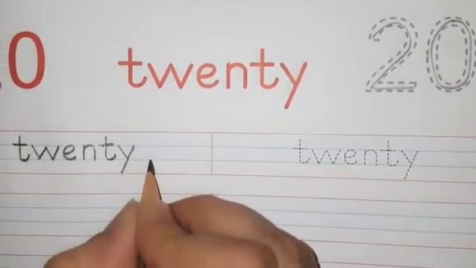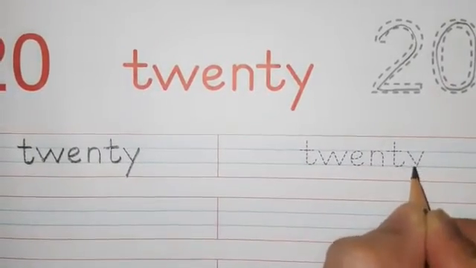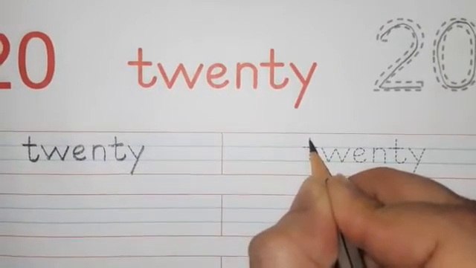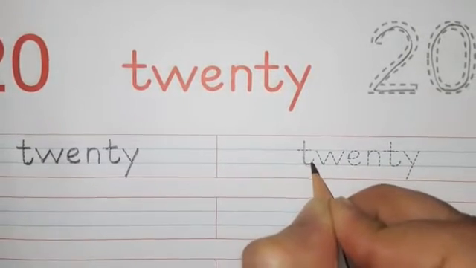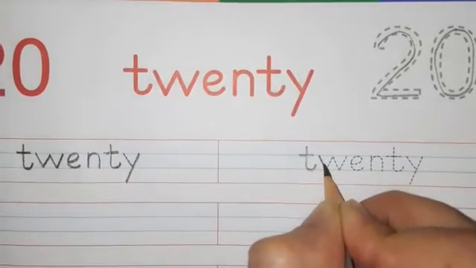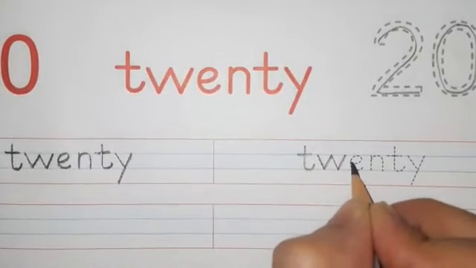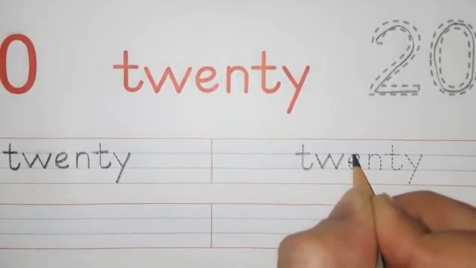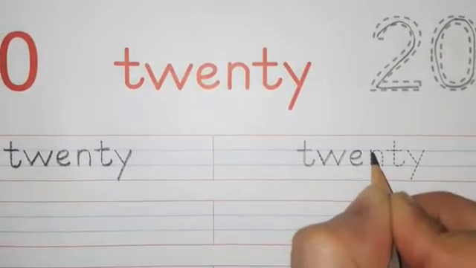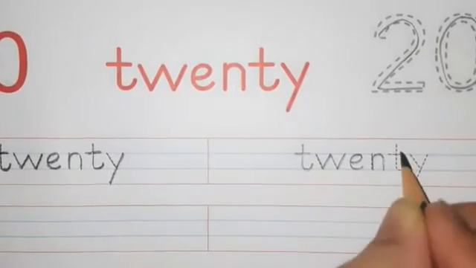Twenty, 20. T, we will write little bit below the first red line, standing line and a curve, sleeping line on the first blue line. For W, slant down, slant up, slant down, slant up between the two blue lines. Then for small e, slanting line and a C curve. For small n, standing line, go up, curve, come down standing and touch the second blue line.